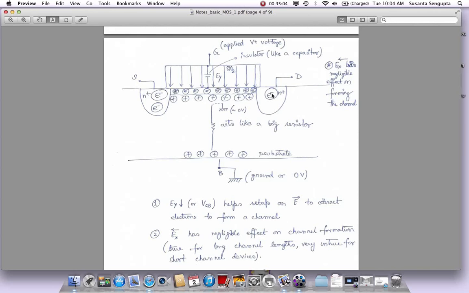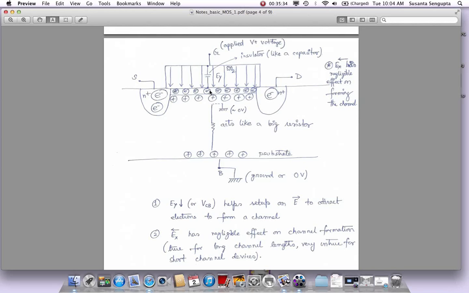Okay, so now what we have done is we have gone from having an N plus and N plus with no channel in between to having a very thin channel. This only happens for a very thin region right at the interface of silicon dioxide and silicon. And as you move away from the channel, this electric field actually loses steam. It helped right at the interface to a certain extent to form the channel, but after that it is not strong enough, so it cannot create more carriers here.